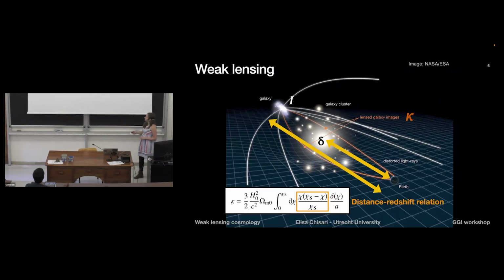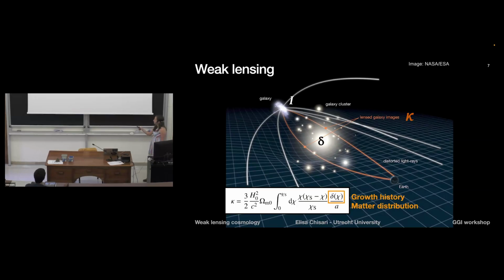Why does lensing constrain cosmology? Well, it's sensitive to this distance ratio between the distance from the observer to the lens and from the observer to the source, which appears here in the prediction of how much convergence, how much lensing distortion you will get in your galaxy. So that probes the distance-redshift relation. And then at the same time, the presence of this density that is causing the lensing probes the growth history and the matter distribution.